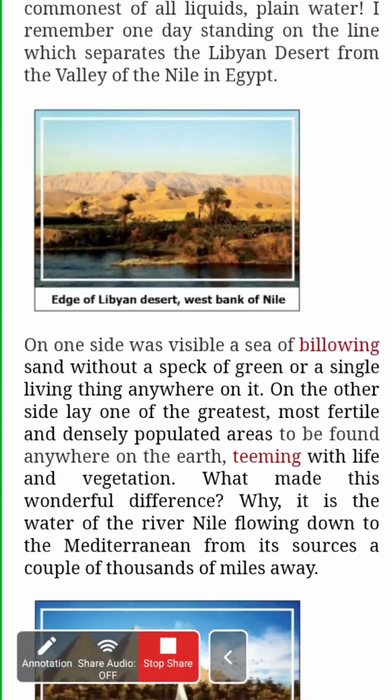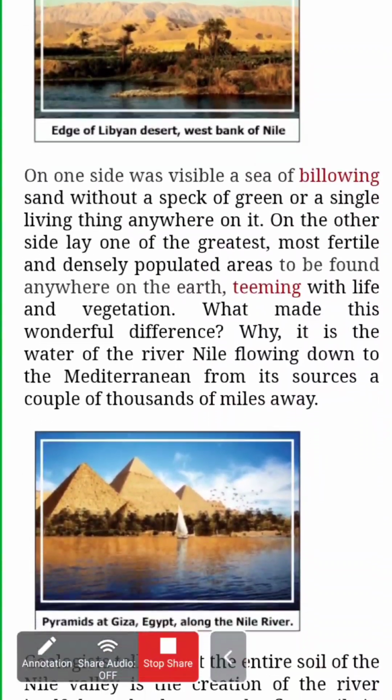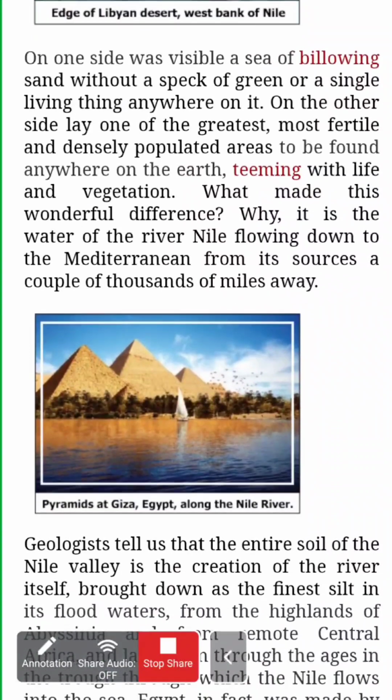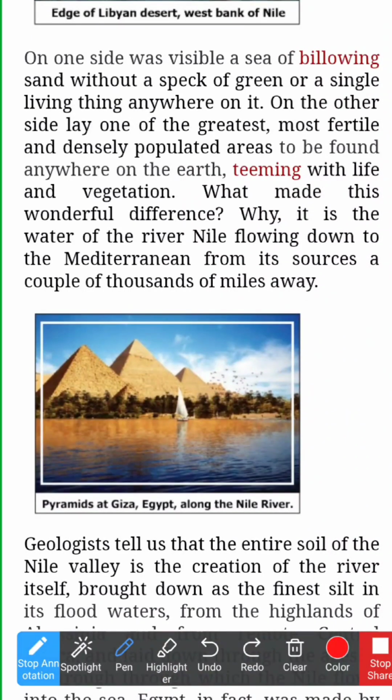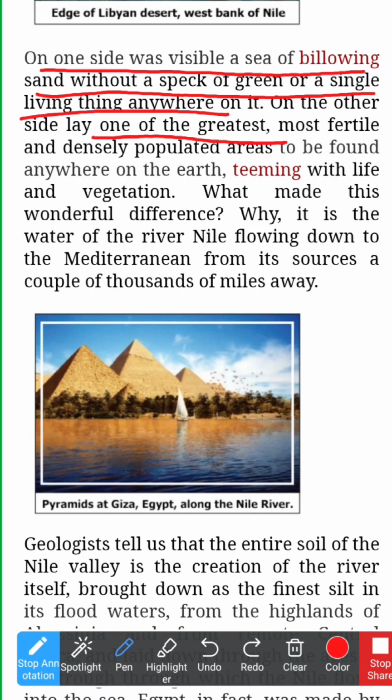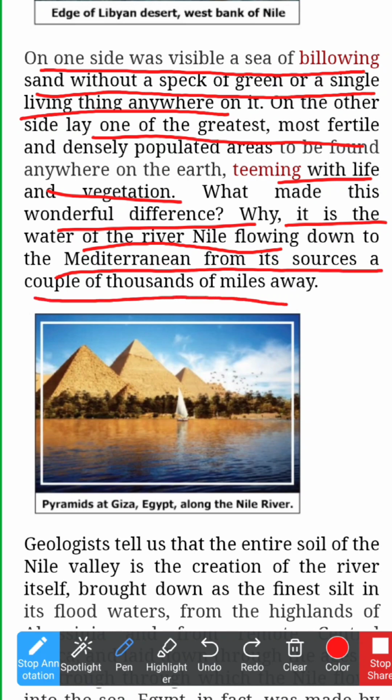Then he says, he's citing different examples actually, just to tell the importance of water. Like on one side, it was visible a sea of billowing sand without a speck of green or single living thing anywhere on it. On the other side lay one of the greatest, most fertile and densely populated areas to be found anywhere on the earth, teeming with life and vegetation. What made this wonderful difference? कैसे आया? Why? It is the water of the river Nile flowing to the Mediterranean from its sources a couple of thousands of miles away. क्योंकि Nile river है.